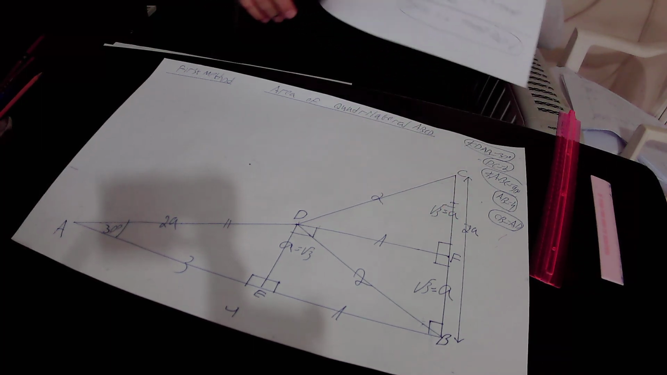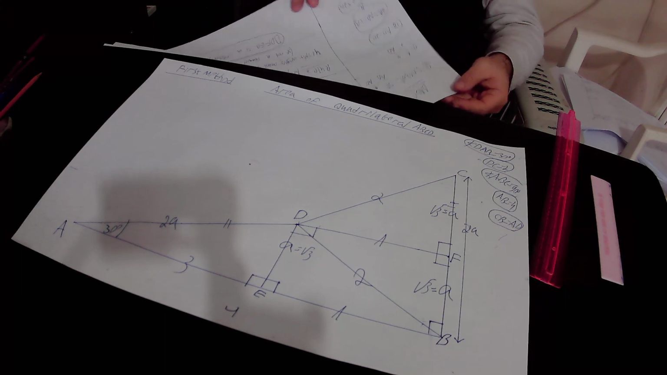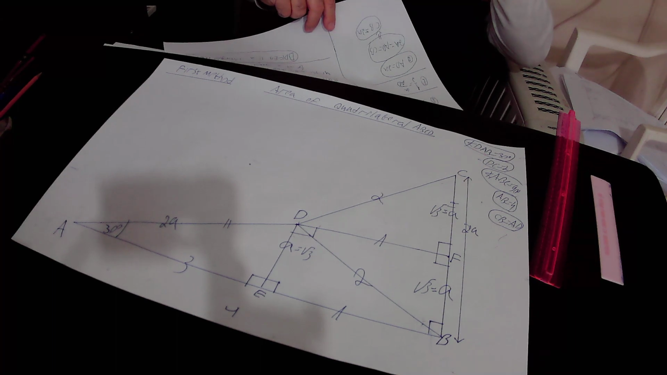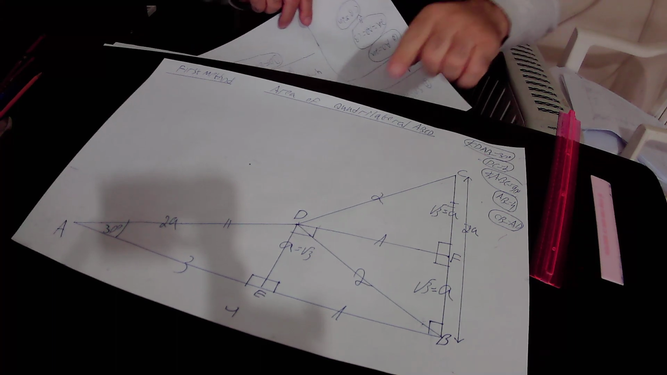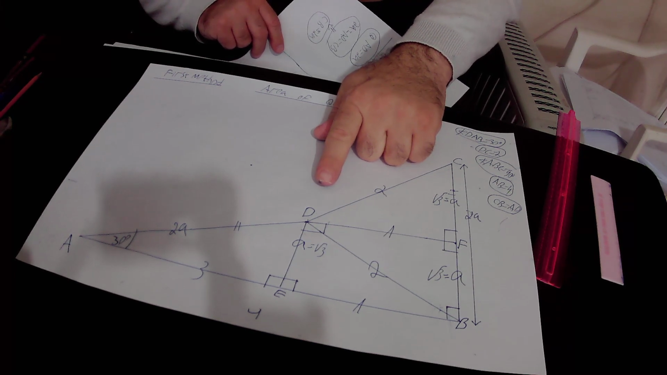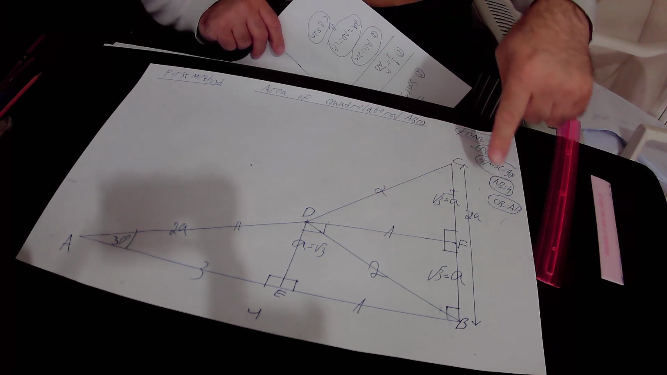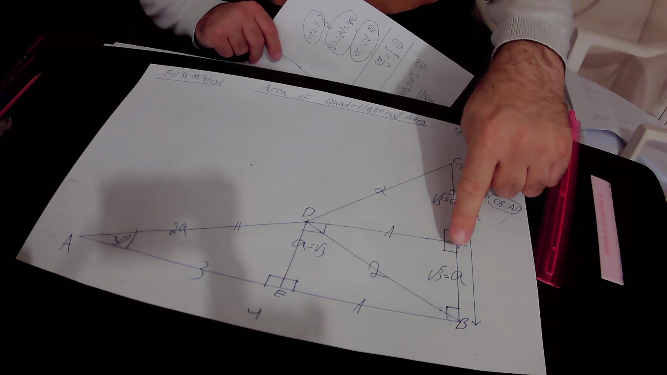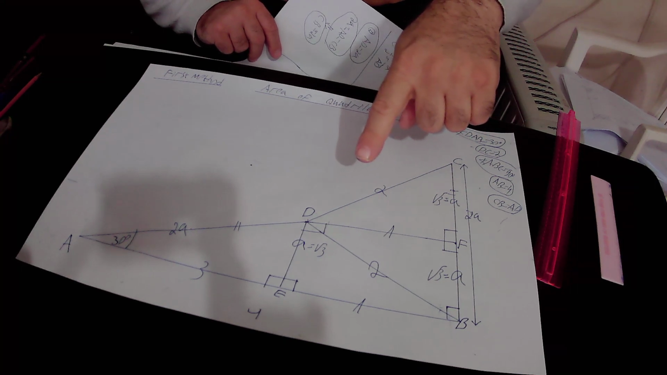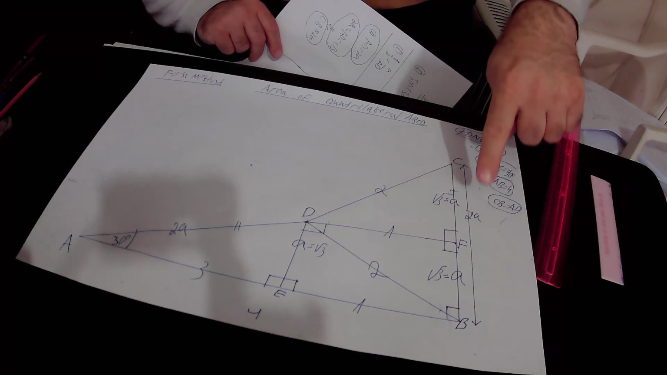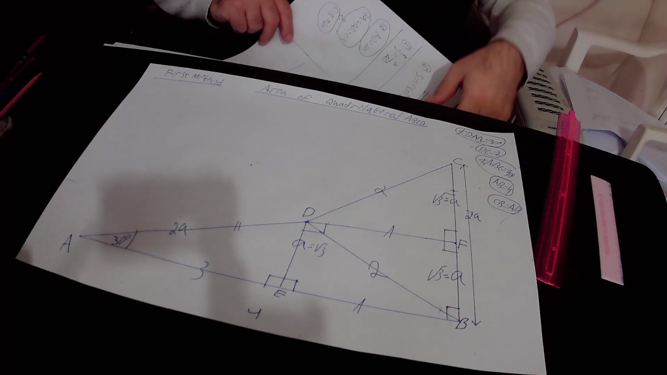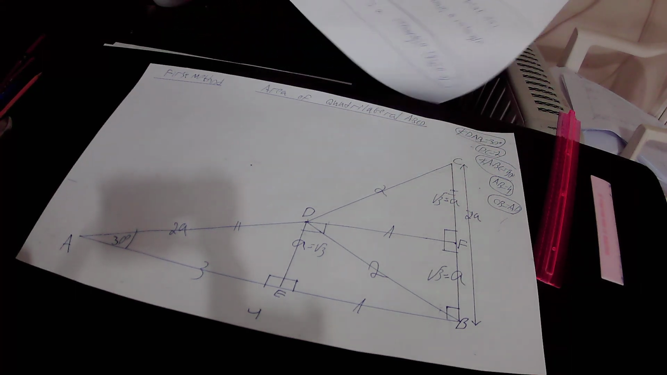Then we drew a perpendicular from point D to CB, so this angle equals 90 degrees and this angle equals 90 degrees, and we defined the touching point of the perpendicular from D to CB as point F. Then I presented to you a new rule number 1.